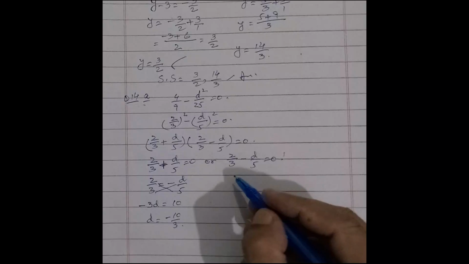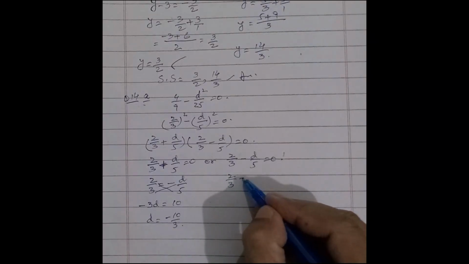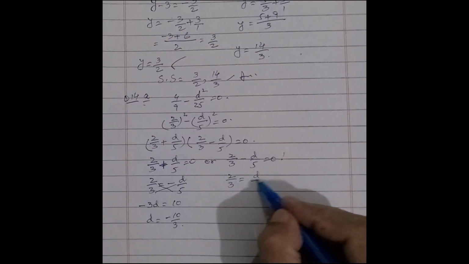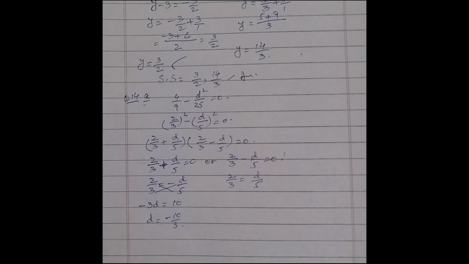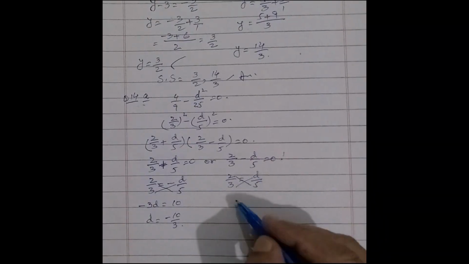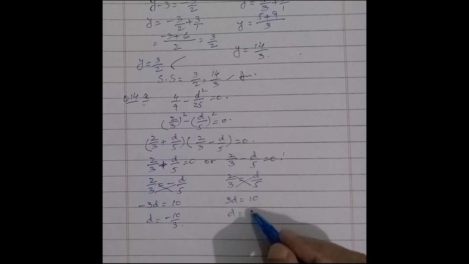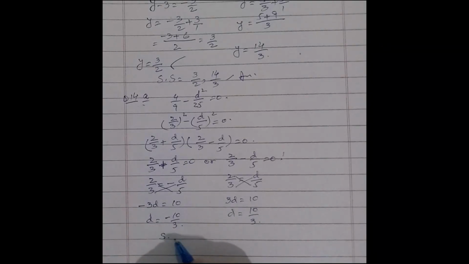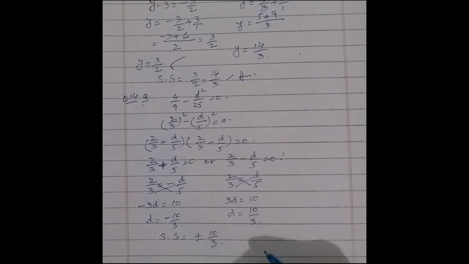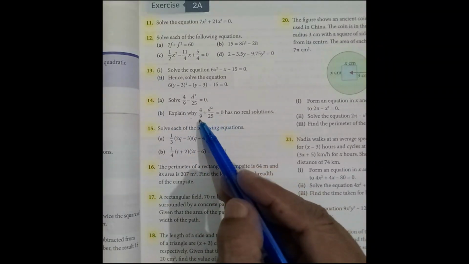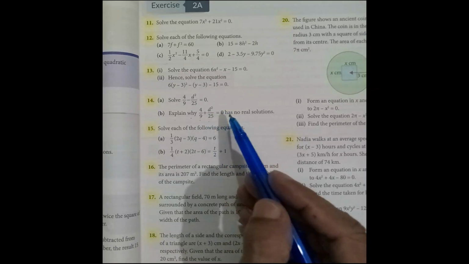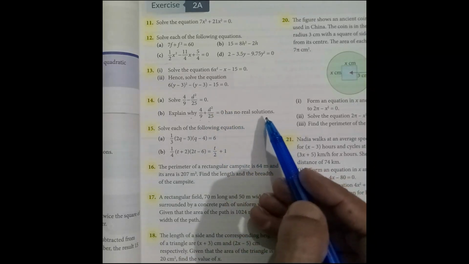And the other value is 2 over 3 is equal to d over 5, in which we cross multiply by the same method. We get 3d is equal to 10 and d is equal to 10 over 3. So the solution set in this question is plus minus 10 over 3. Explain why 4 over 9 plus d square over 25 is 0 has no real solution.